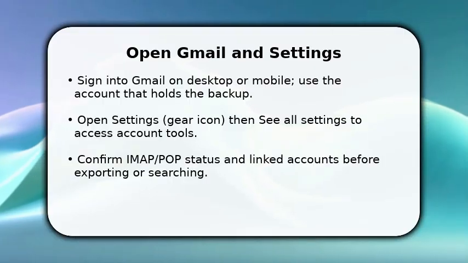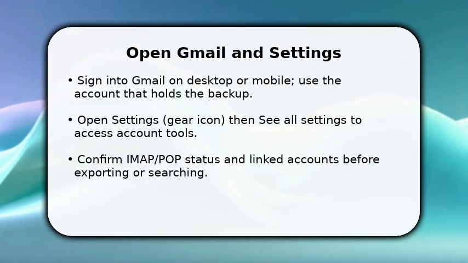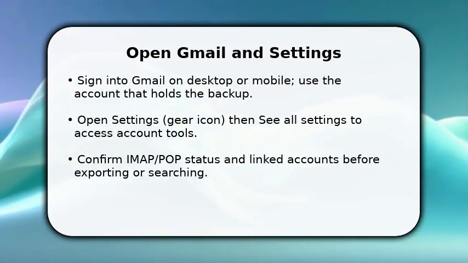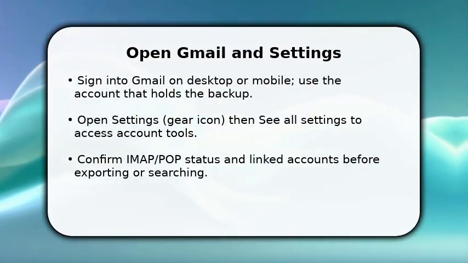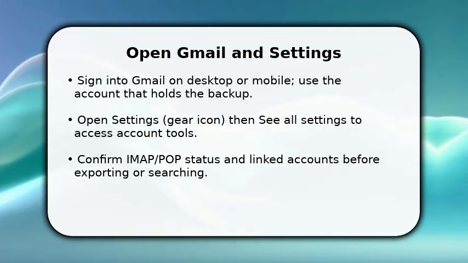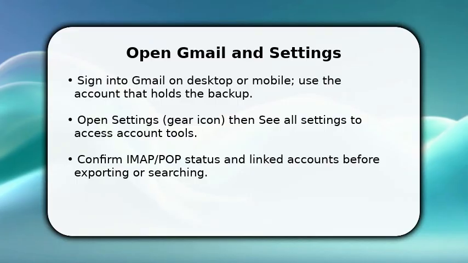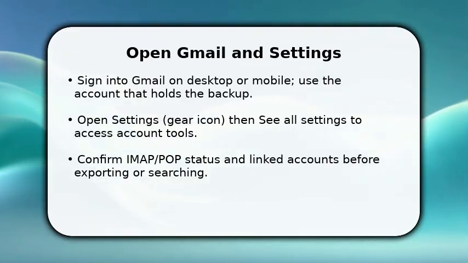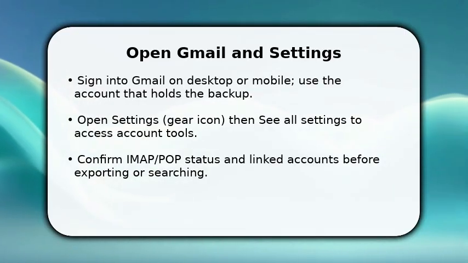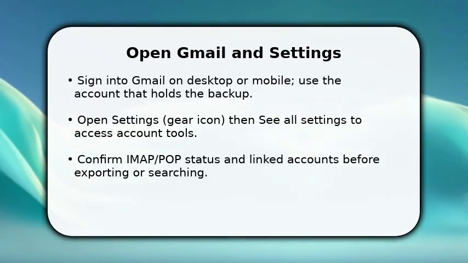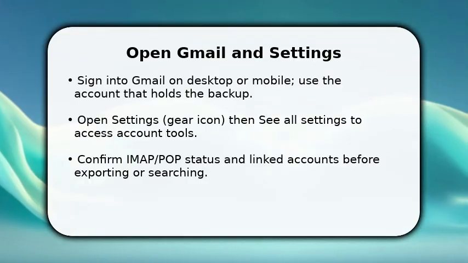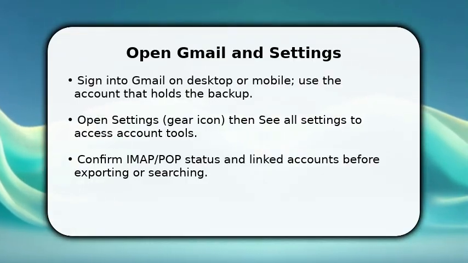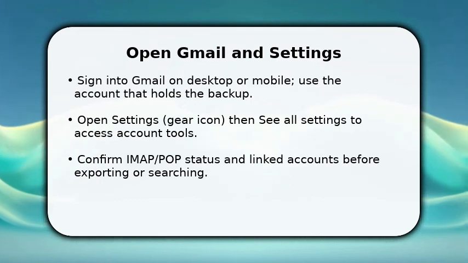You start by signing into the Gmail account that likely contains the backup. Once logged in, open the gear icon and choose See All Settings so you can access export and forwarding tools. Make sure IMAP or POP is enabled if you sync to a client, and check linked accounts to spot transfers. This initial check shows you where backups might have been created or forwarded, and it prevents needless downloads, so you know whether to search within Gmail, use Google Takeout, or inspect a mail client.